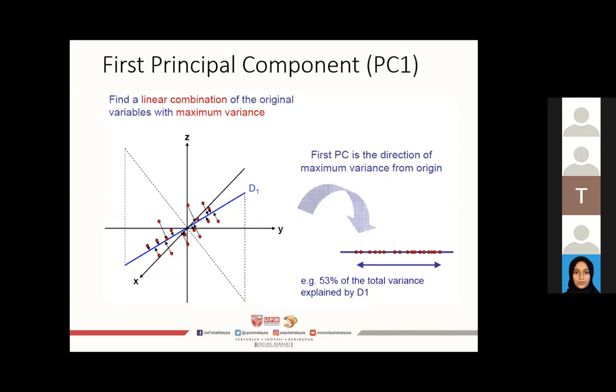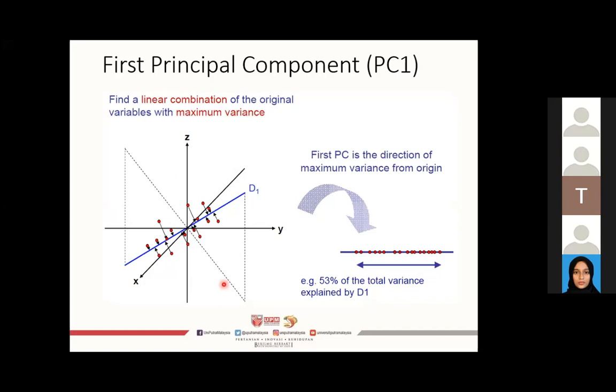First principal component, or PC1. What you see here is the X, Y, Z axes that represent variables. The red points are samples in the variable space. The whole data table constitutes a swarm of points in the variable space. Our goal in PCA is to find the structure of this swarm.